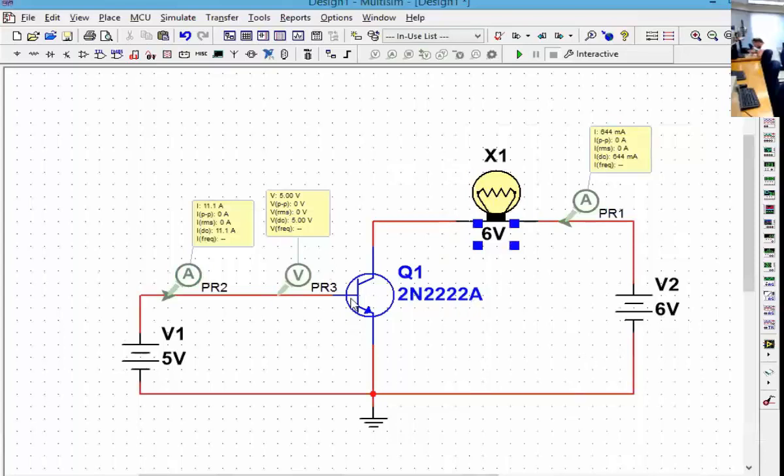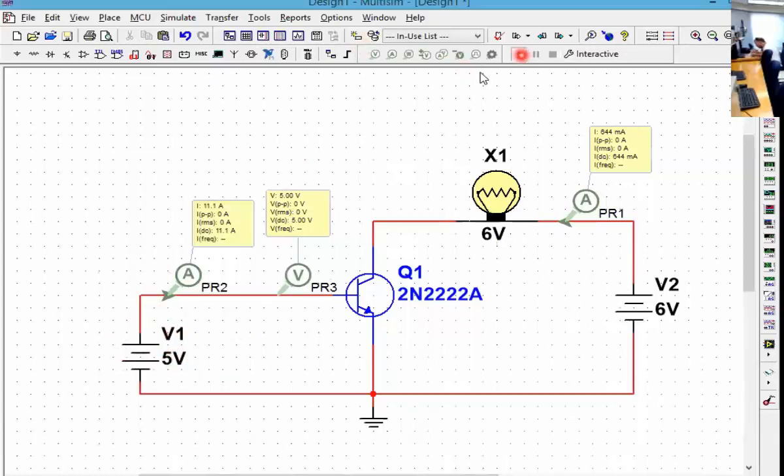But from the base perspective, remember this is the base terminal. From the base perspective, how much voltage do I have? 5 volts, which is more than enough. Remember that the base requires only 0.7, but what I have is more than 0.7, which is 5 volts.